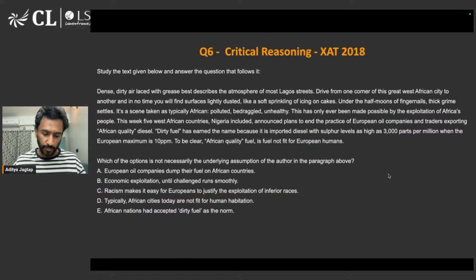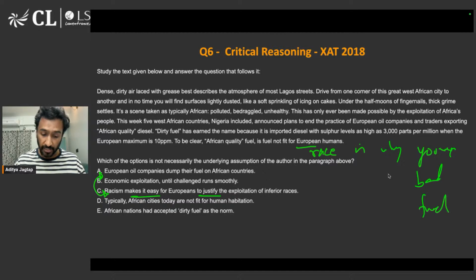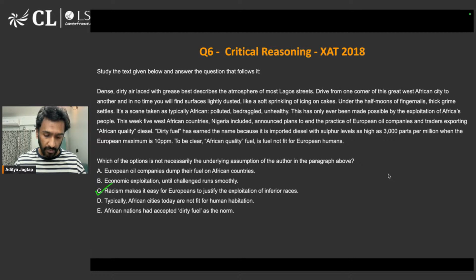So which generalization would be more acceptable here, B or C? Here, if you notice, racism makes it easy is more of a problem to justify. There's no such justification from the European countries that race is the reason why you're getting bad fuel. This justification has not been made, and inferior races is a generalization. This applies to African nations in the passage. So option C is not necessarily a valid assumption.